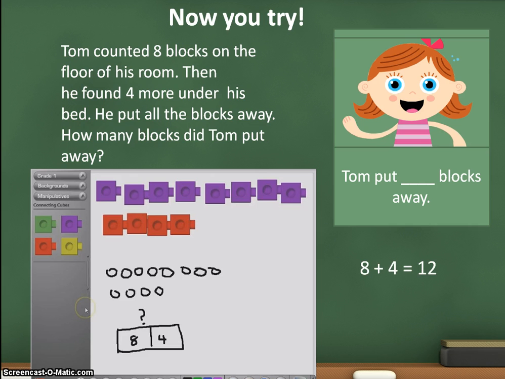8 plus 4 equals 12, to show that the group of 8 blocks and the group of 4 blocks were together put away. Finally, we put that answer 12 back into the sentence. Tom put 12 blocks away to solve the problem. Great job.